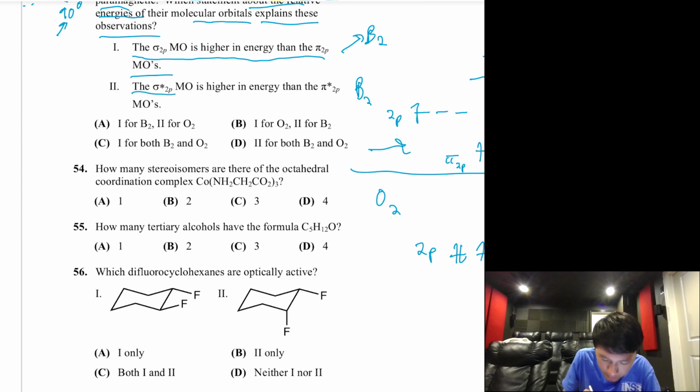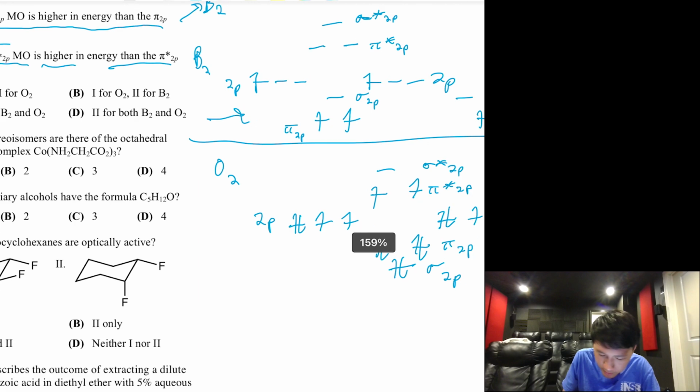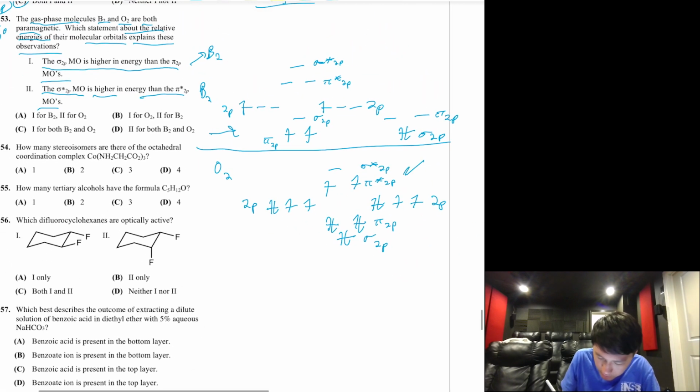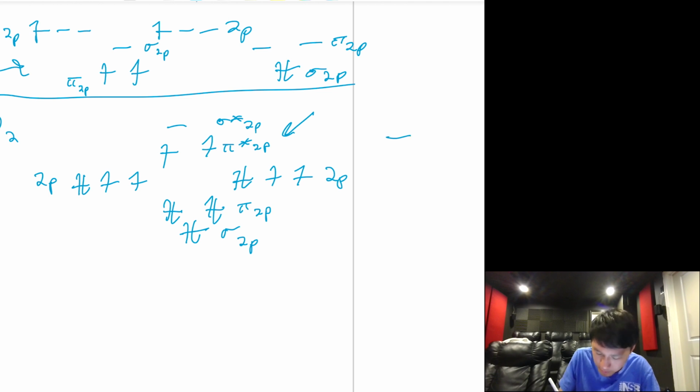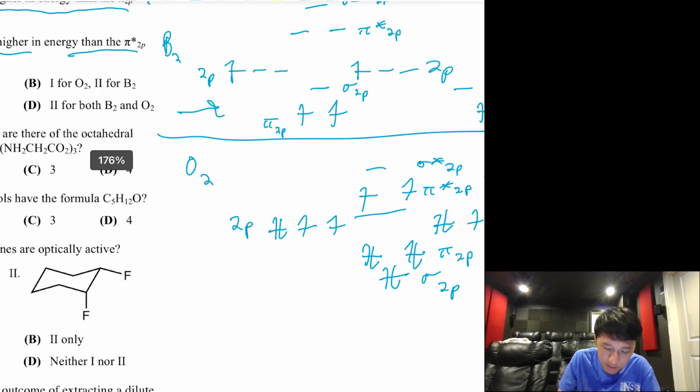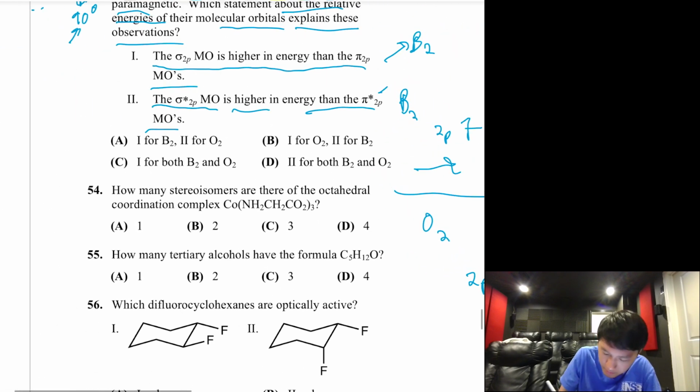Now for O2, the sigma star 2p molecular orbital is higher in energy than the pi star 2p molecular orbitals. Now, this is true for oxygen, and this is the reason why it's paramagnetic, because if the opposite were true, where the sigma star 2p was lower in energy than the pi star 2p, then both of these final electrons here would occupy this molecular orbital. And that would give us, again, paired electrons, not giving us a paramagnetic compound. So this is true for oxygen. Therefore, we can say that A is our correct answer.